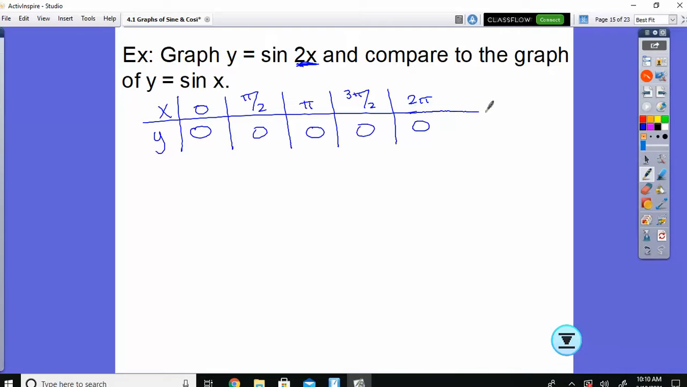What would happen if I put in a pi over 4? 2 times pi over 4 is pi over 2. What's the sine of pi over 2? 1. If I put in 3 pi over 4, 2 times that would be 3 pi over 2. What's the sine of 3 pi over 2? Negative 1. Okay, let's see what's going on here.